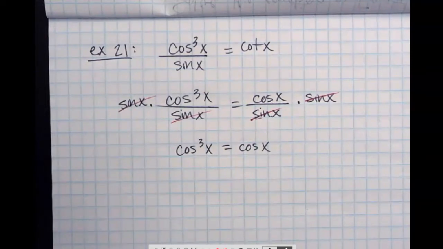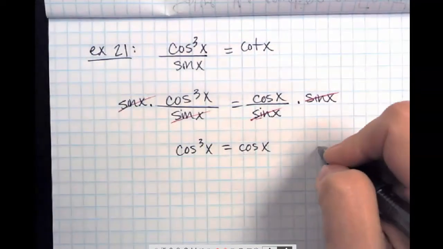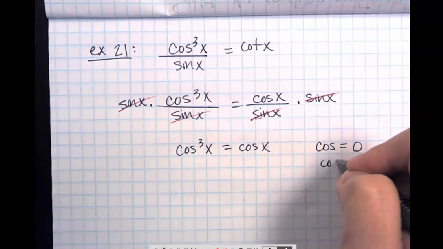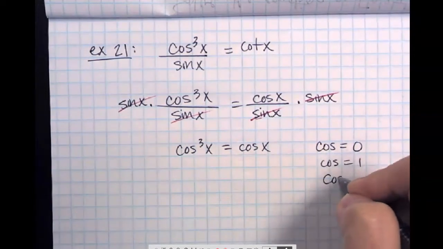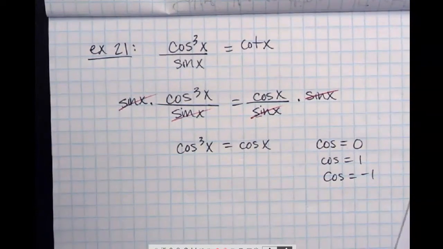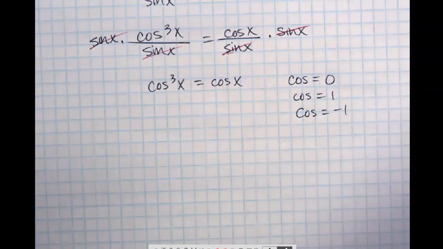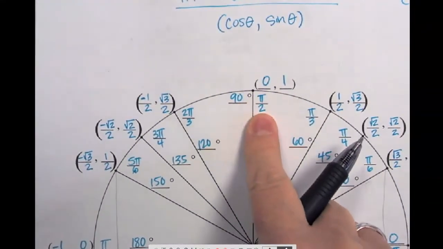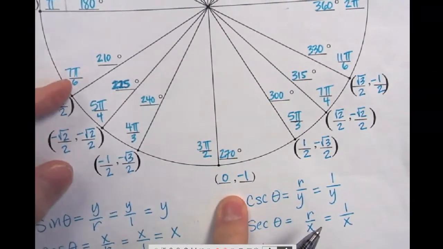So that's really all we have to find. Where's cosine 0? Where's cosine 1? And where's cosine negative 1? Now I'll show you how we would solve it without realizing that. But let's find those answers first. So remember, cosine is your x coordinate. So where's cosine 0? At pi over 2 and 3 pi over 2.